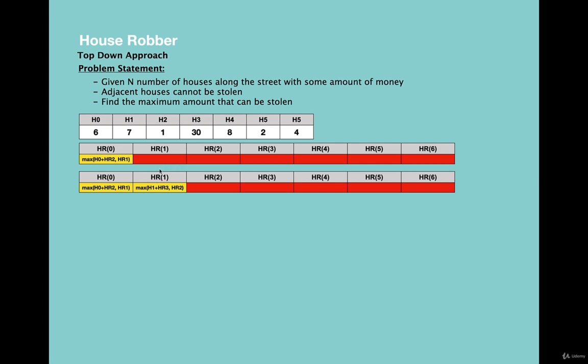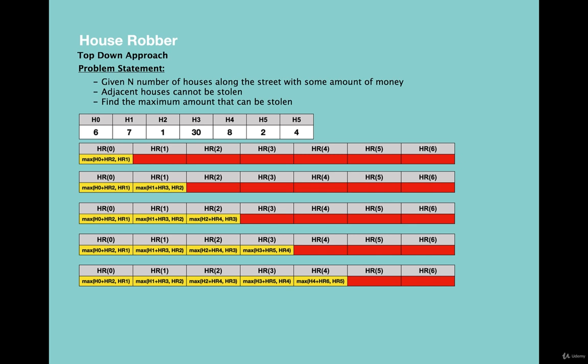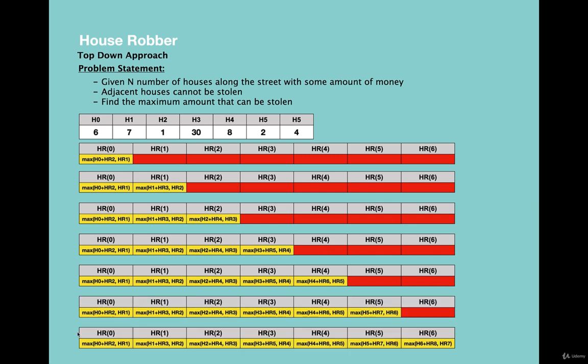So in the second step, we are calculating the second house. In the third step, we are calculating the third house, fourth house, fifth house, sixth house, and finally the last house. So these are the equations we are calculating. Now from here, you see that we cannot break our problem into sub-problems anymore because we have reached the smallest problem.